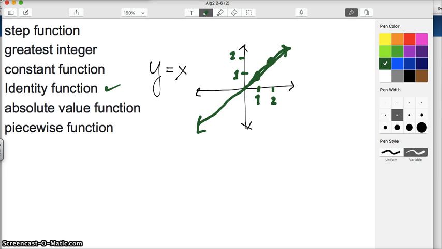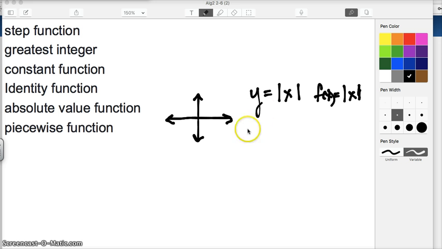The absolute value function is very cute too. These functions are written as y is equal to the absolute value of x, or f of x is equal to the absolute value of x. If you notice, it looks a little bit like the identity function, right? Remember that was y is equal to x, or f of x is equal to x. And so you're going to get a similar situation.